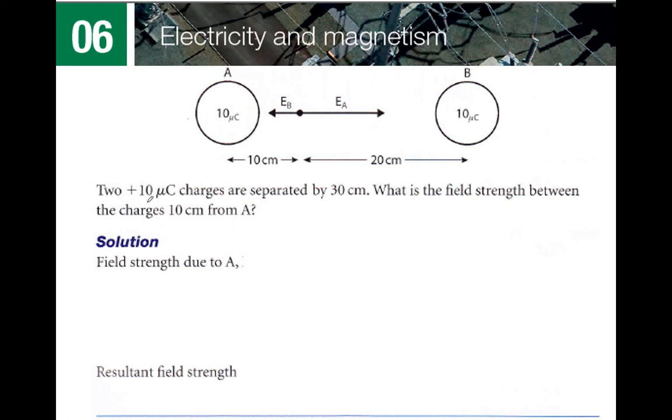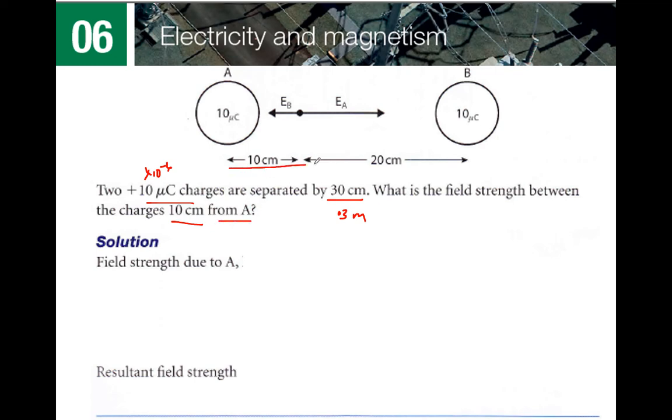So it says we have two 10 microcoulomb charges. Again, since it's micro, you might as well write 10 times 10 to the negative 6. You just might as well get it in your head that that's what's going to be. It's separated by 30 centimeters. As soon as I see that, I should be thinking that's 0.3 meters. What is the field strength between the charges 10 centimeters from A?